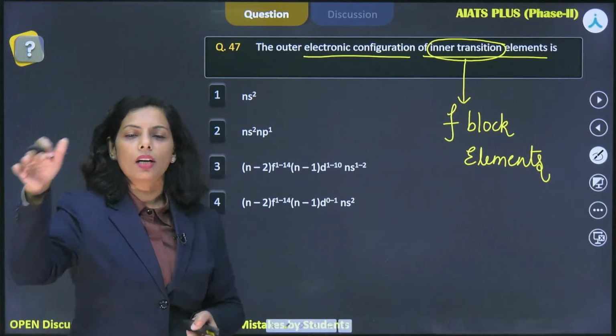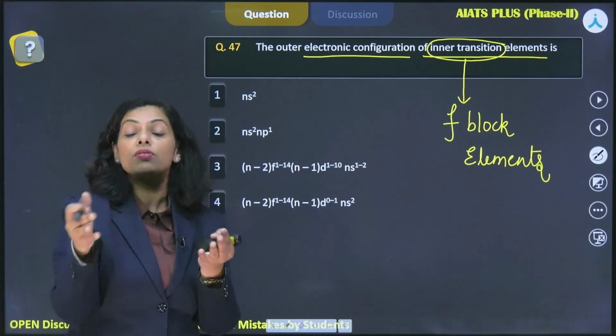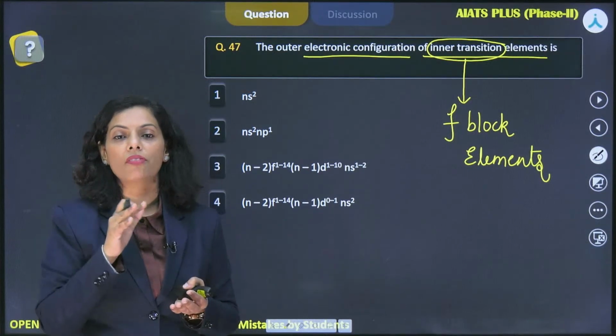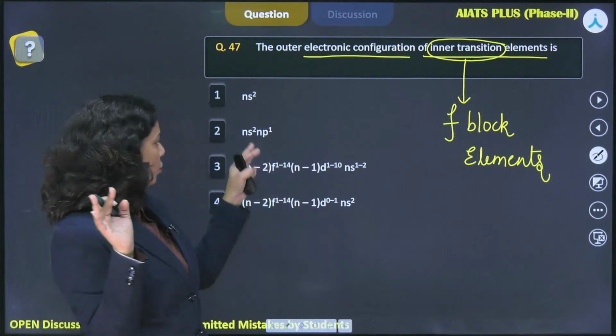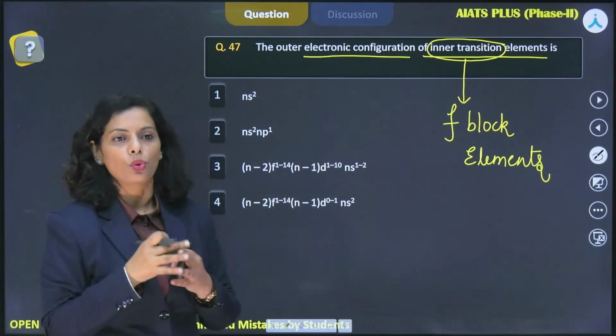So P block is the elements which are present there are very versatile, different natures they have: metal, non-metal, metalloid, everything is present there, right, Bikram? Yeah, the answer for the question is option 4 that I need to look at, okay?